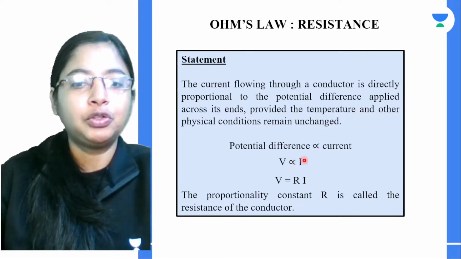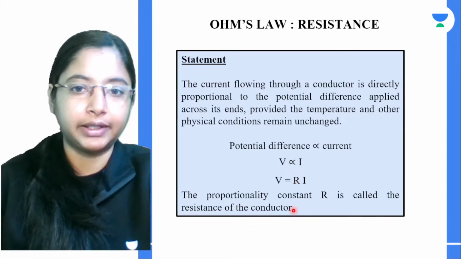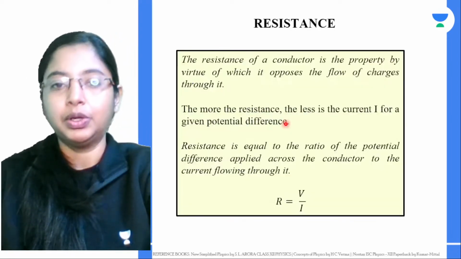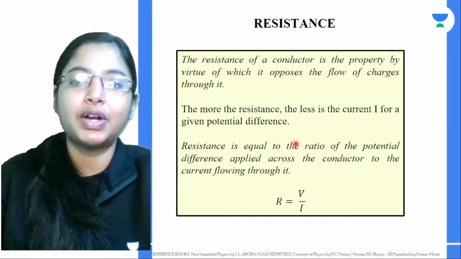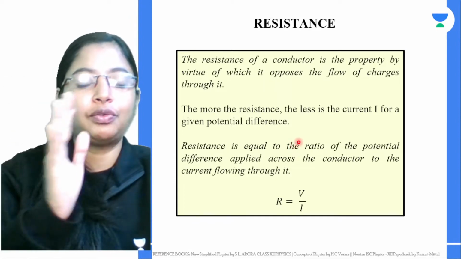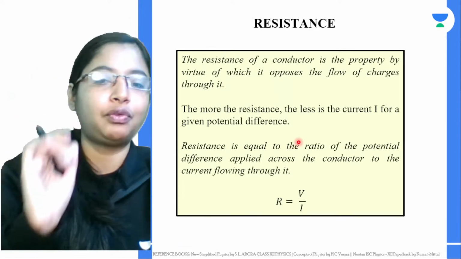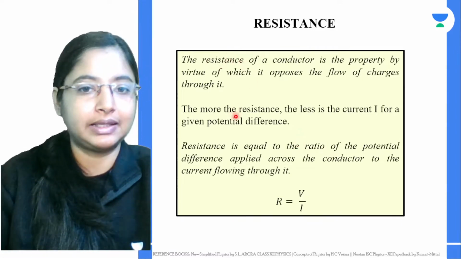Now, to remove this proportionality, we introduce a constant R, and this R is called the resistance of a conductor. This statement is basically your Ohm's law. Whenever you're talking about resistance, the resistance of a conductor is the property by virtue of which it opposes the flow of charges. Meaning, if there is a flow of charge, whatever is opposing that flow of charge is what we call resistance.